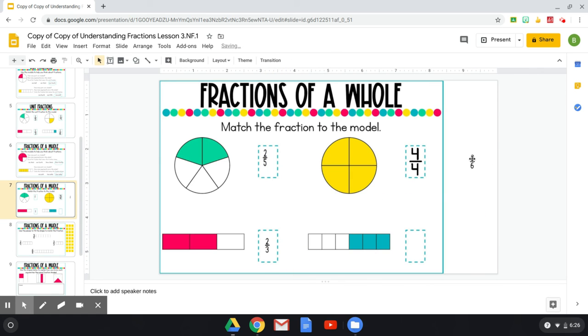Two-thirds and 3/6. All right, guys, now you're going to get a chance to practice on your own.